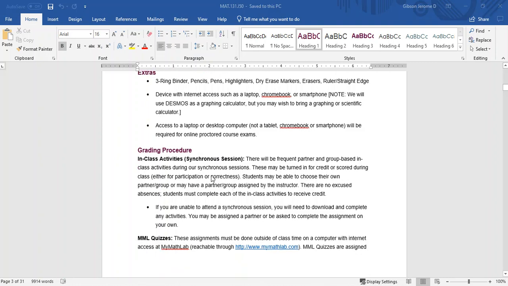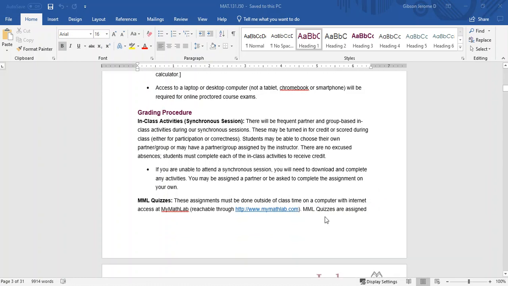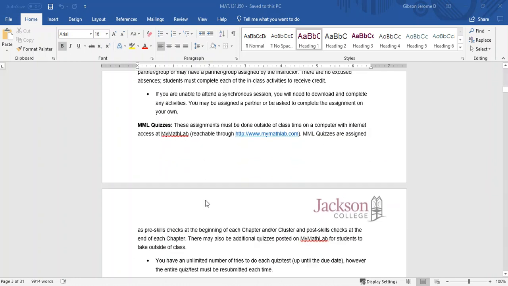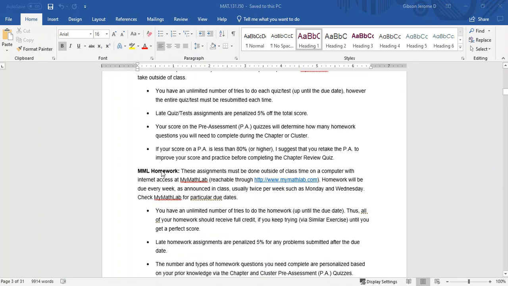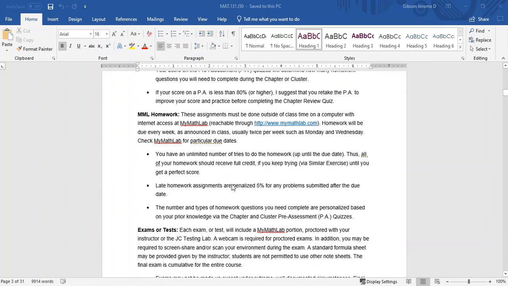Okay, the grading procedures. We have in-class activities, which is what we will cover during our synchronous sessions, and we will go over that more in depth a little later. Then you will have My Math Lab quizzes, which you can access from My Math Lab. Then My Math Lab homework, you can also access that from My Math Lab.